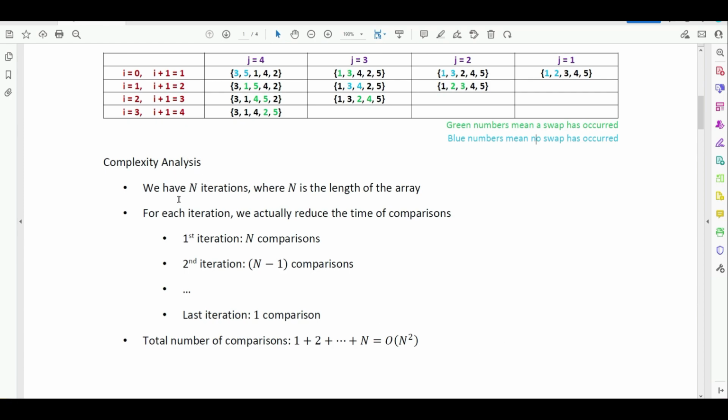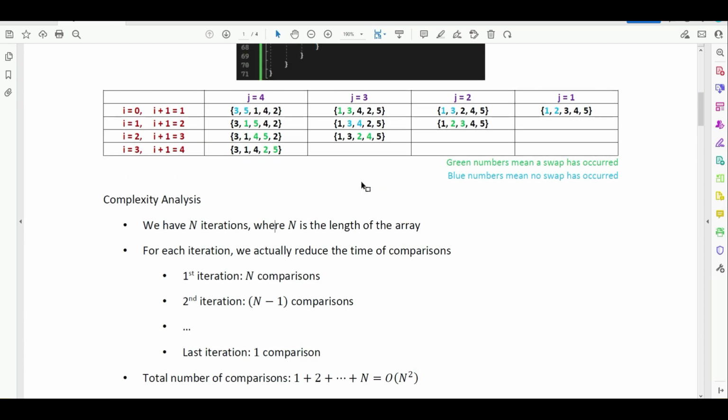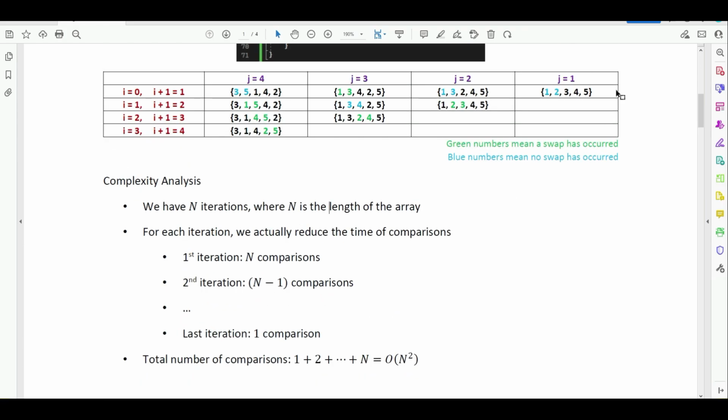And so our complexity analysis: we have n iterations, where n is the length of the array. Remember, we have this j here, which is our iterations. And for each iteration, we actually reduce the number of comparisons. In the first iteration, we do these n comparisons here, so that's this column here. So we go all the way up to n here. Then for the next one, we have n minus 1 comparisons. That would be this j equals 3 column here, all the way until we get to this last one here where we have just one comparison.